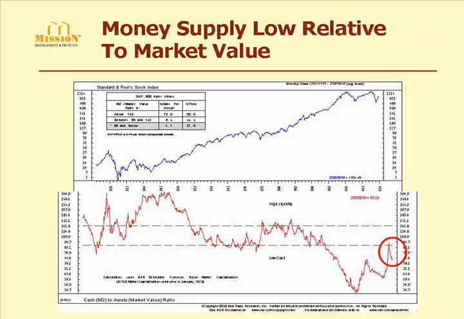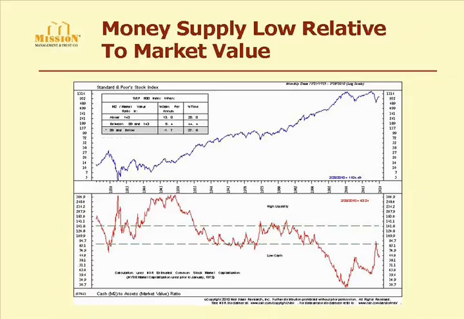And you can see here in the upper box, this is the least attractive of the three modes. There is not a lot of available cash to go into stocks relative to the size of the asset pool that the stock market represents.